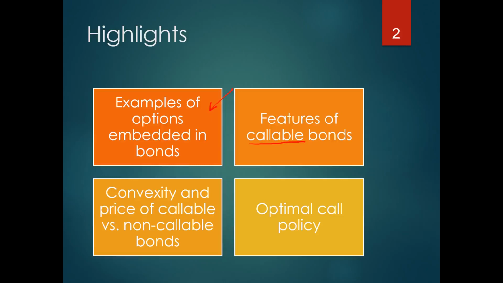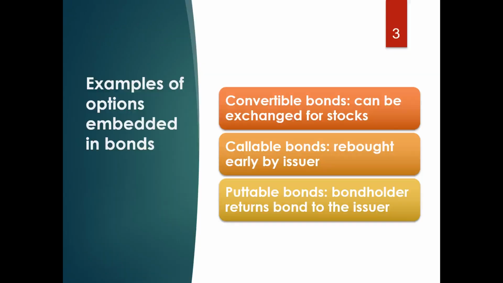Then we're going to see one of the main features of callable bonds is that they have a different convexity than non-callable bonds or plain vanilla bonds. And finally, we're going to talk about the optimal call policy on these callable bonds. Let's see some examples of options embedded in bonds.